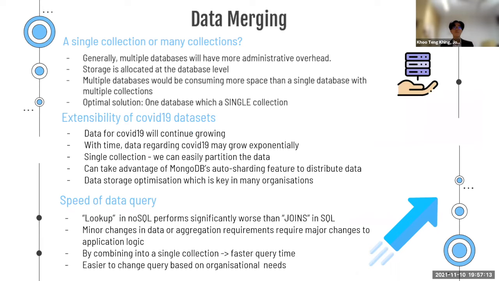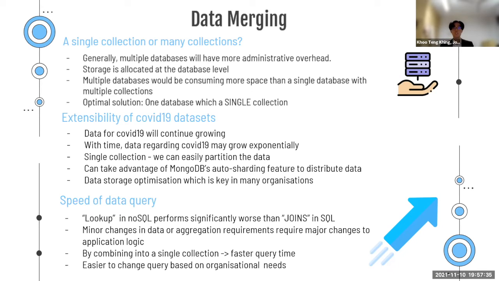After cleaning the data, we can proceed to merge our collections. Generally, storage is allocated at the database level. Hence, multiple databases will consume more space than a single database with multiple collections. COVID-19 data will only grow continuously. Thus, we need to store data in a way which allows extensibility.